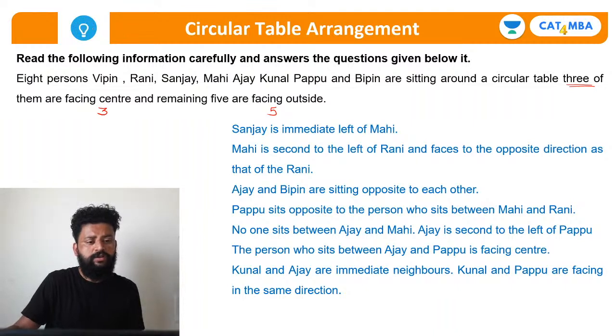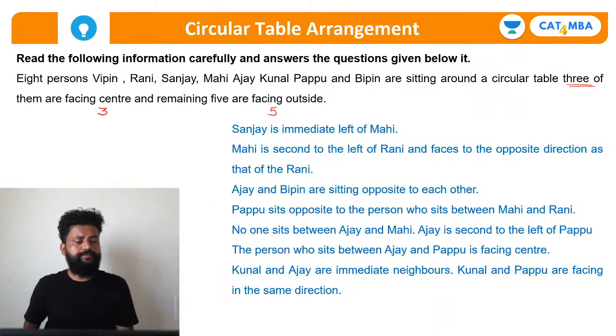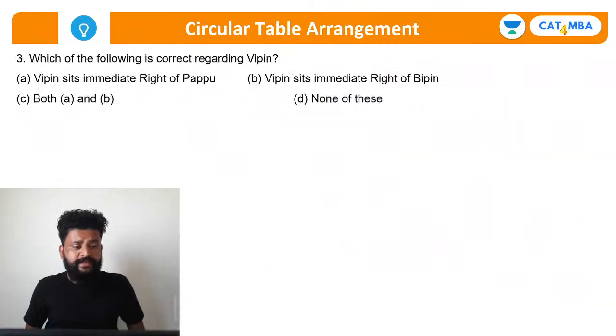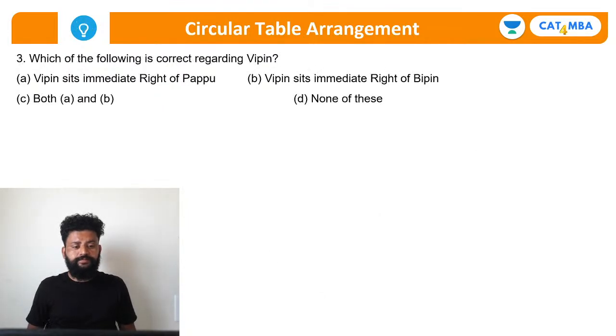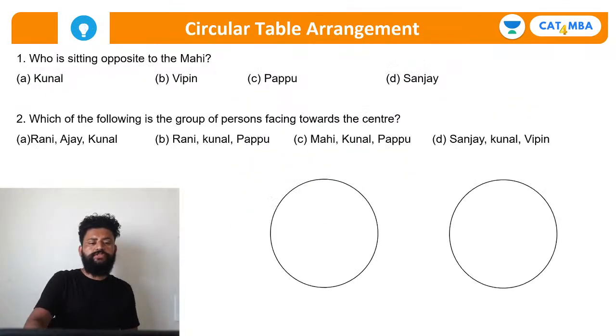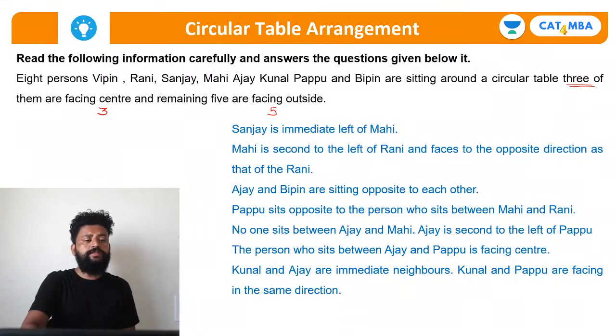Then next thing, Kunal and Ajay are immediate neighbors. Kunal and Pappu are facing in the same direction. Okay, so that is sufficient information to start with. So here are the questions 1, 2, 3. There are 3 questions based on the first set.